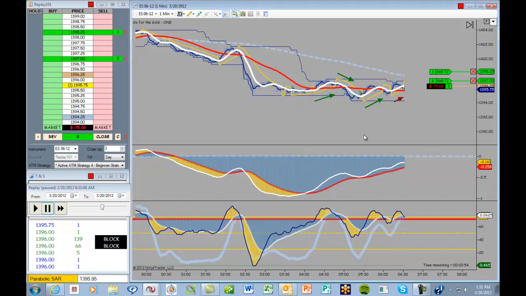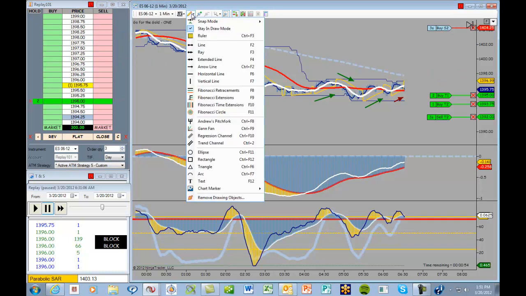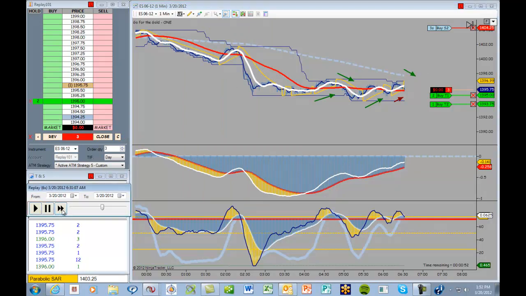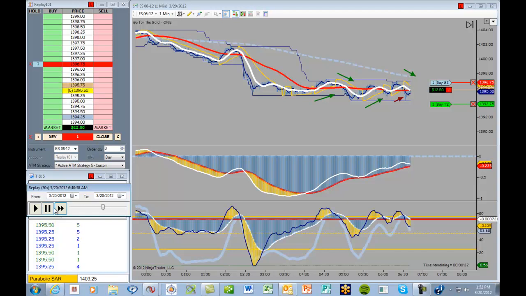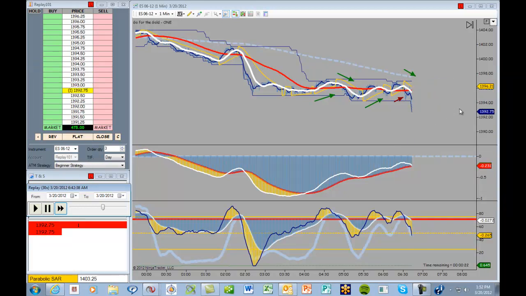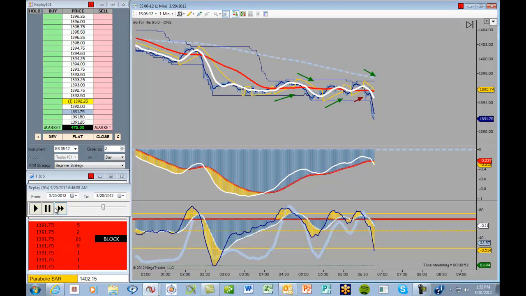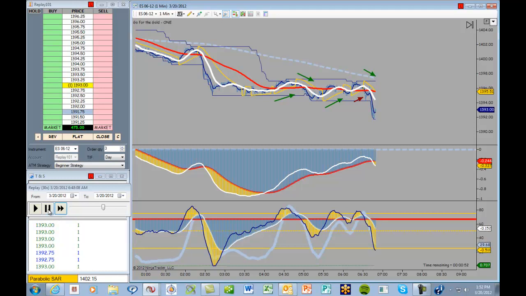So let's reverse this thing. We'll take our $75 loss, and hurry up and see if we can get it back. Oh, hit both targets. Okay. All right.